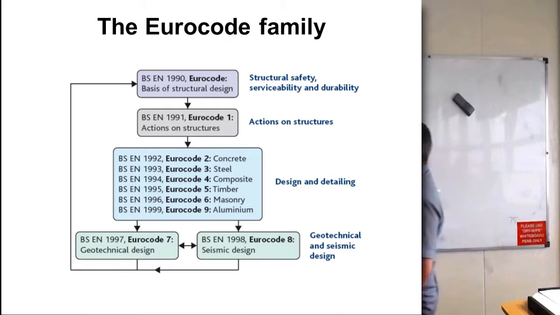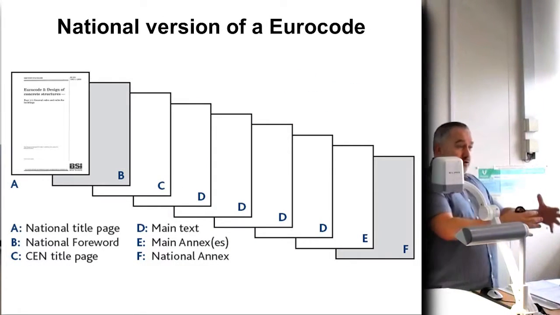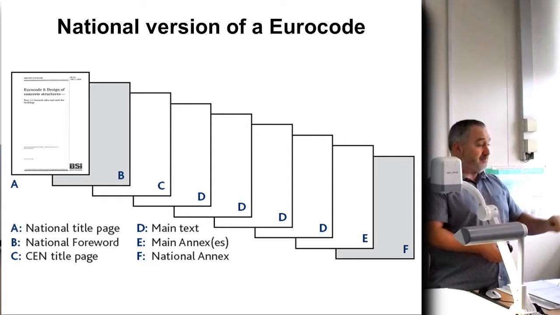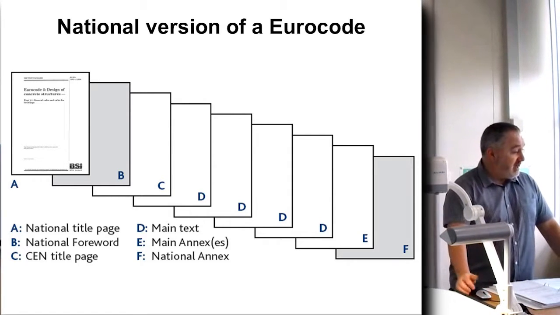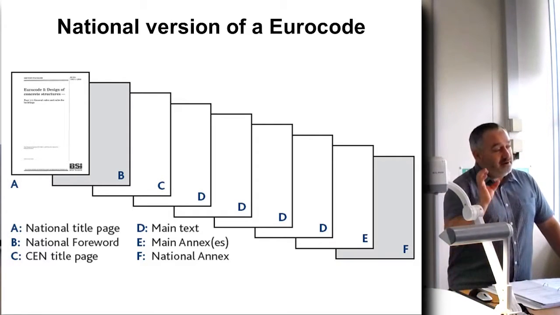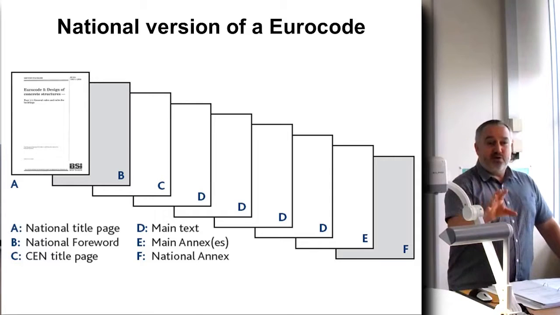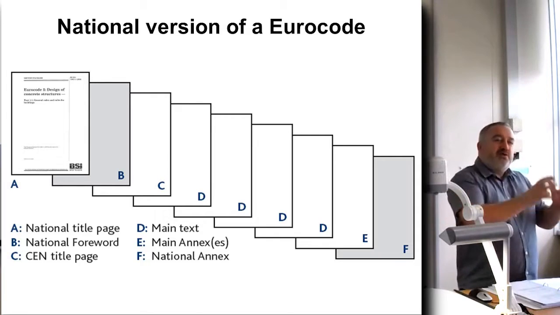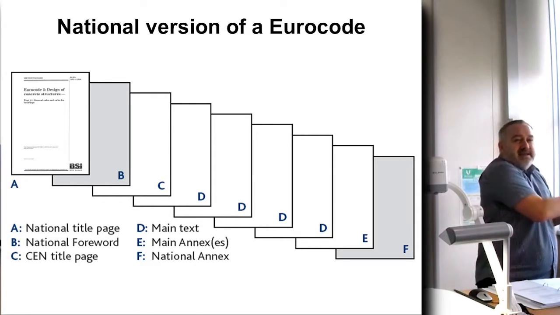Our building rests on the ground, so you'll be doing some Eurocode 7, probably with Steve Bloomer in another class. Every country has the Eurocode document, and you've got extracts from that. In terms of this image here, D is the main text, but every country has its own national annex to conform the Eurocode to the way that they want to do their design.